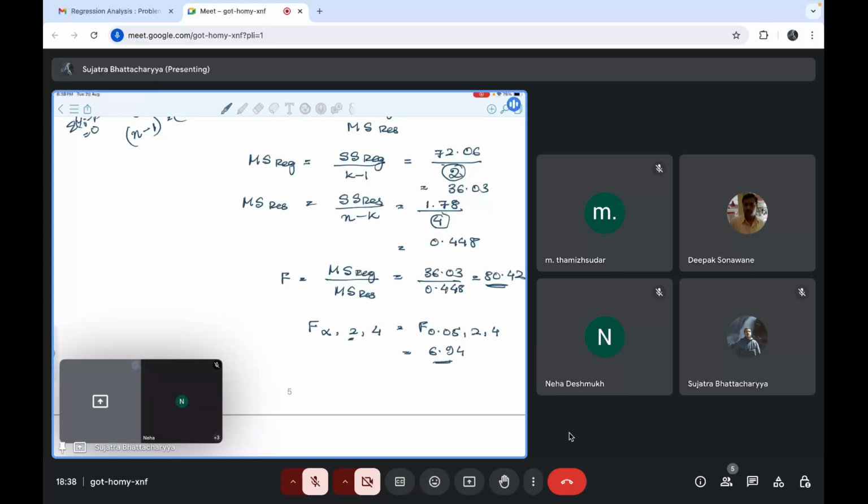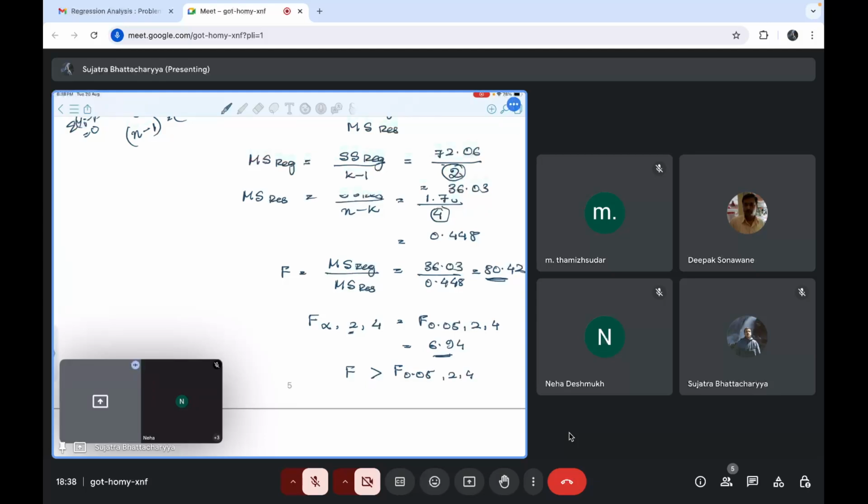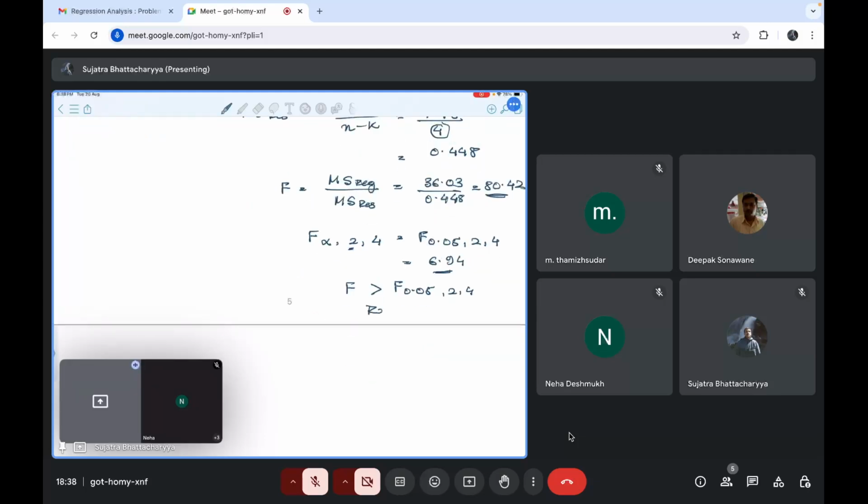So based on this, clearly F is greater than F of 0.05 comma 2 comma 4. So I can reject H0. So it is significant. So overall regression is significant only when we accept the H1, right? Overall regression is significant.